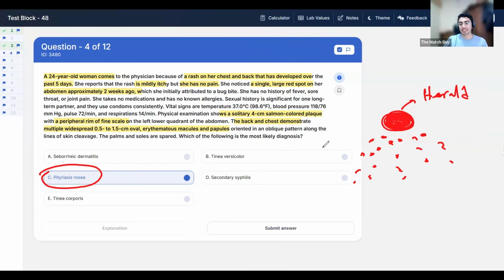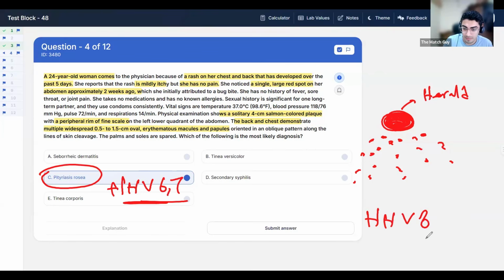So what is the organism causing pityriasis rosea? Don't tell me HHV. Exactly, 6 and 7. HHV 6 and 7. Amazing. All right. What about HHV8? Exactly, it causes Kaposi sarcoma in patients with HIV.